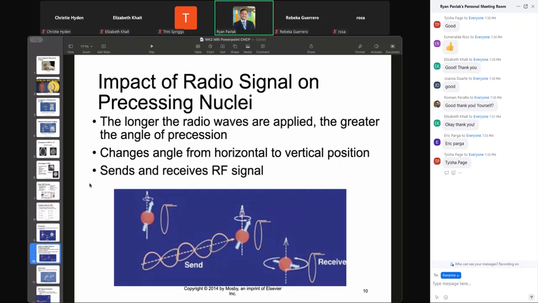Now, the radio signal is going to have an impact on that precessing nuclei, right? So the top is spinning, it's trying to get pushed down. We're going to be adding these radio waves, and we are going to create a higher angle of precession on those hydrogen atoms. And they're going to change from a horizontal to a vertical position. What this does is ultimately it is going to shoot out a bit of energy, and that RF receiver, that coil that's around the body part, is going to be picking up that data.